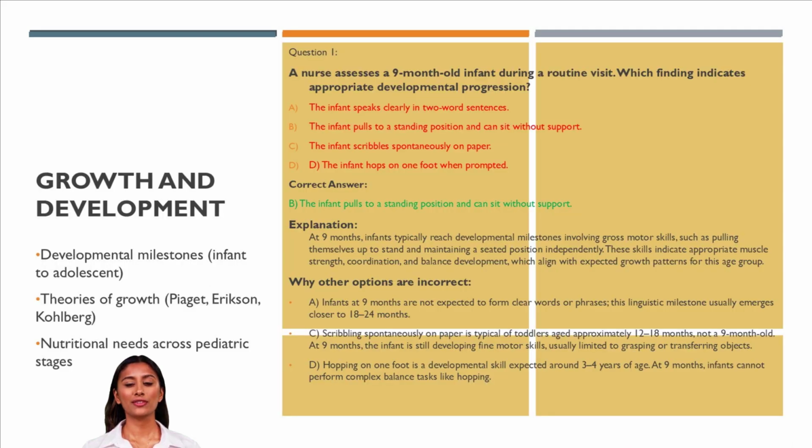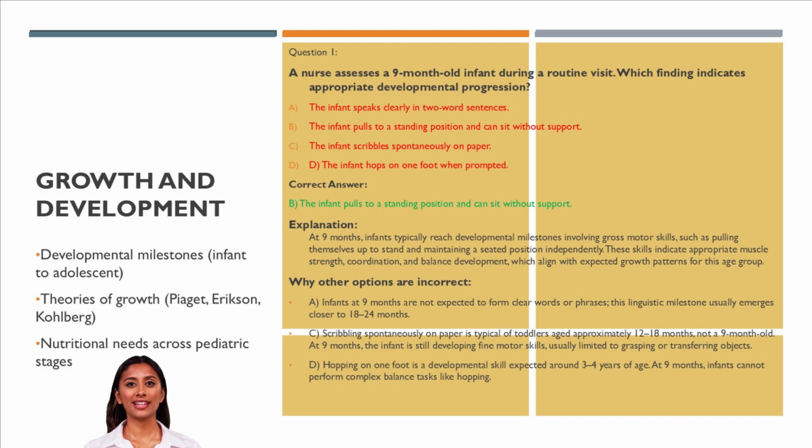Here's a section with a growth and development question. When a nurse assesses a 9-month-old infant during a routine visit, which finding indicates appropriate developmental progression? A. The infant speaks clearly in 2-word sentences. B. The infant pulls to a standing position and can sit without support. C. The infant scribbles spontaneously on paper. D. The infant hops on one foot when prompted. Correct answer: B. The infant pulls to a standing position and can sit without support.